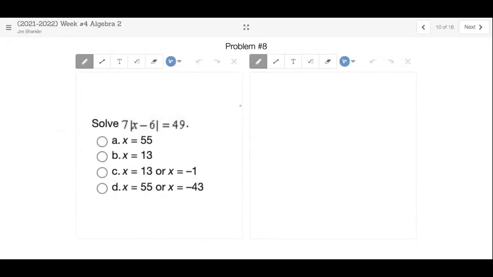All right, let's try number 8. Okay, we have 7 times the absolute value of x minus 6 equals 49. So let me ask a couple questions before I let you guys go and work. Is the absolute value isolated? No. So I have to get rid of the 7, correct? So what is my first step going to be? Divide. I'm going to divide both sides by 7. That is absolutely correct. So I'm going to leave you guys to finish solving that. So I'm going to turn off my mic and let you guys work.